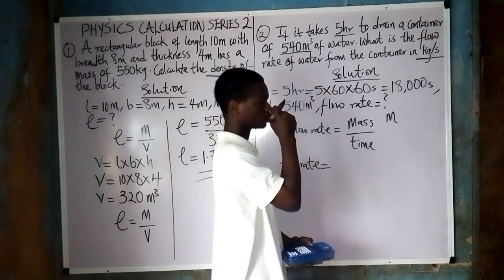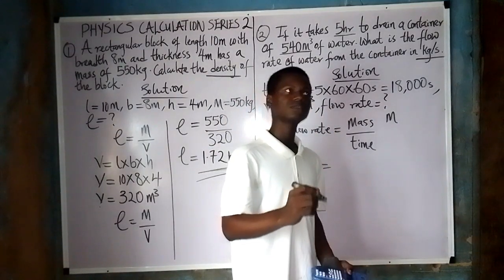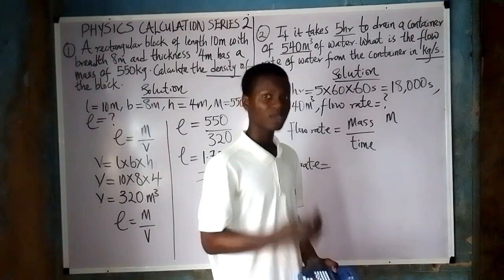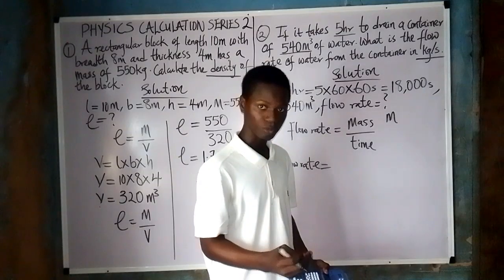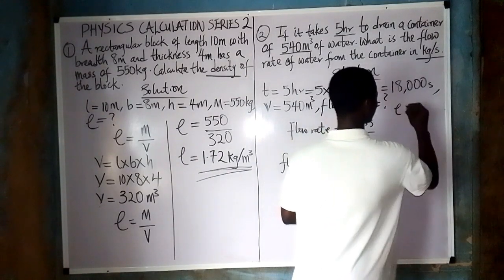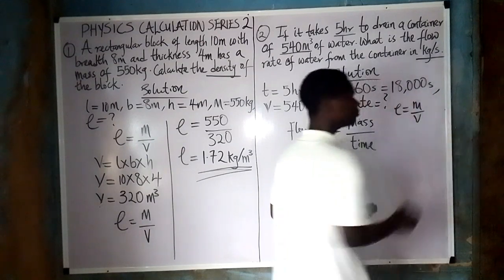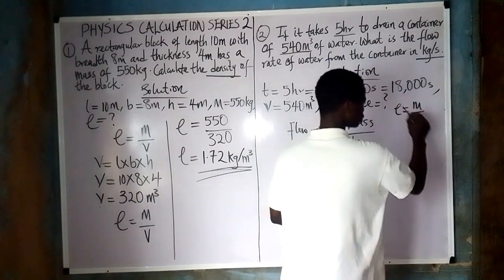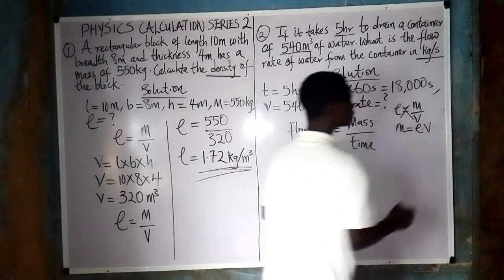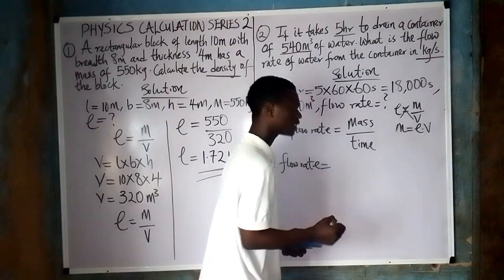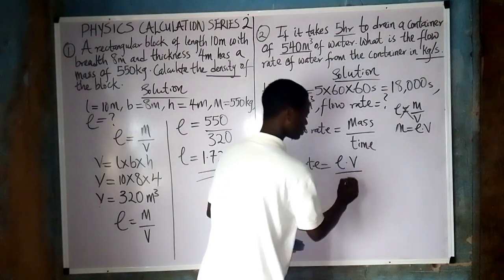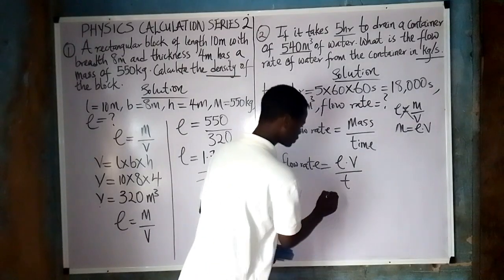We have volume. Okay? And we know that density of water is a constant. It has a constant value of what? 1000 kg per meter cube. So I can recall that density is equal to mass over volume. Making mass the subject of this equation by cross multiplying, mass will now be equal to what? Density times volume. So in place of this mass, I can say density times volume over what? Time.